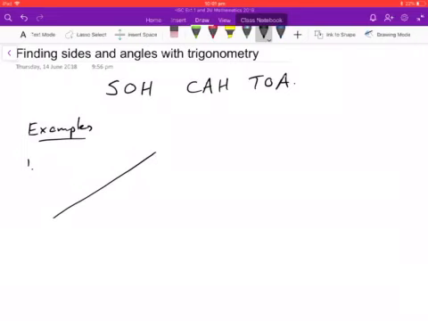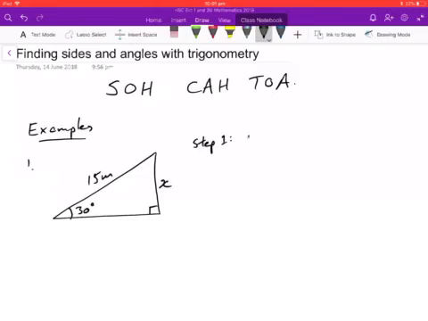So let's say we have a right angle triangle, and we have an angle in here of 30 degrees. I know that the hypotenuse is 15 meters, and I want to find x. Now, step one, question is, which ratio? Well, in this case, we've got the opposite side to the angle, and we've got the hypotenuse. Now, opposite over hypotenuse would mean SOH, so we're going to use sine.